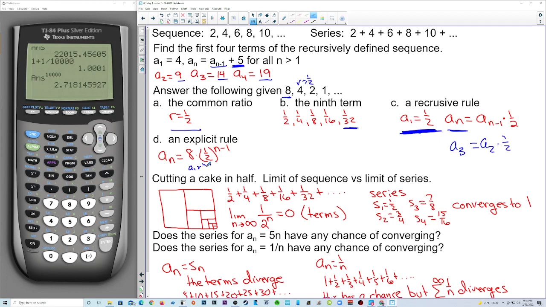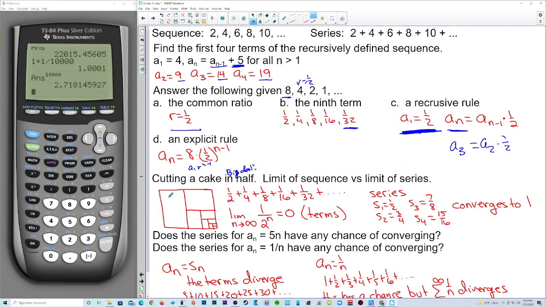Now here's an example of kind of the foundation of the chapter. I wrote this on the board in class, I'm doing this after class. This is a big deal. This is a big concept right here. Not necessarily cutting a cake in half, but what it represents. The limit of a sequence versus the limit of a series.